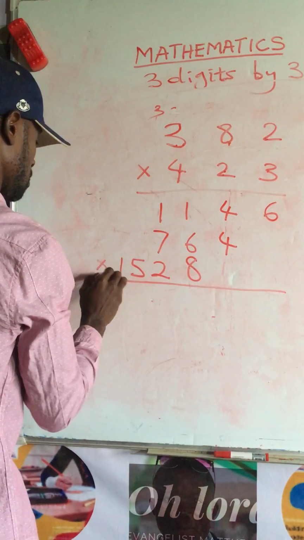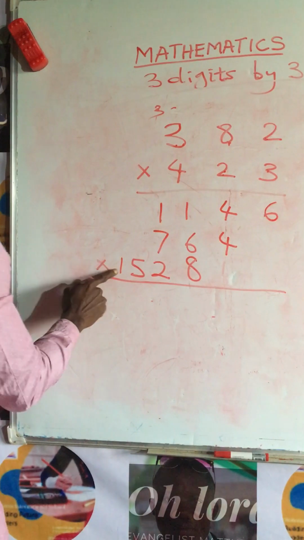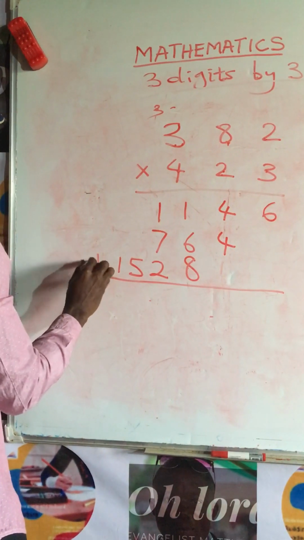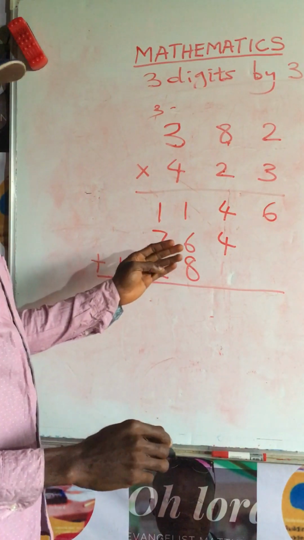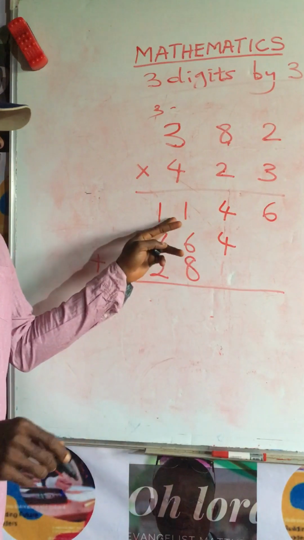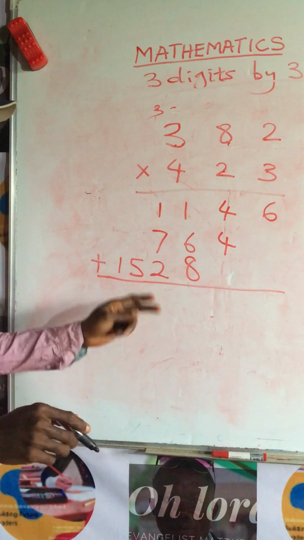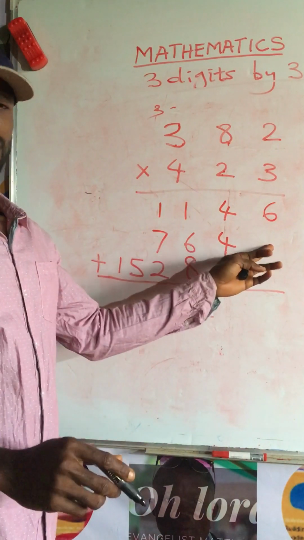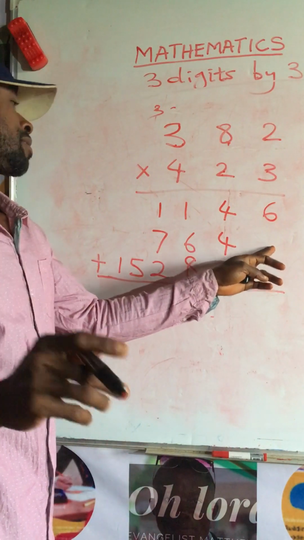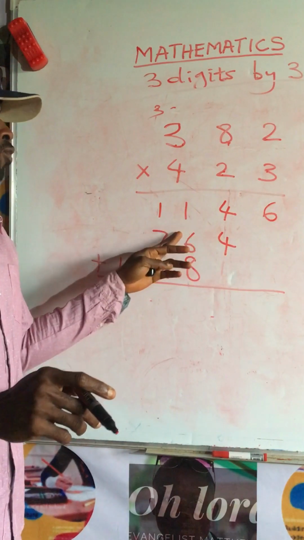Oh, sorry, this is addition. So you see the way it is arranged. This arrangement is very, very important when you are multiplying your numbers. If this 4 is under this 6, you have a wrong answer. And if this 4 is under this 1, you have a wrong answer.